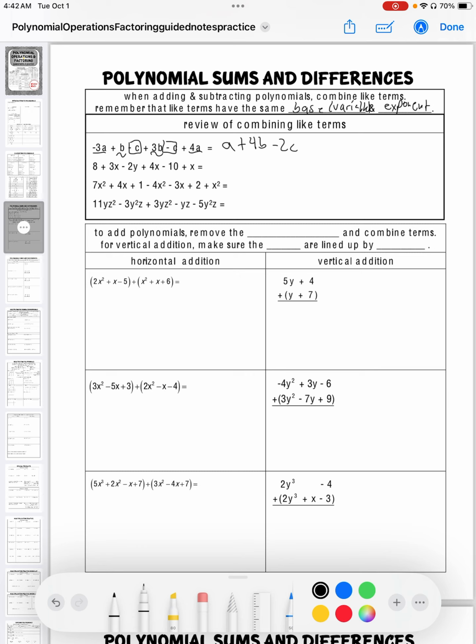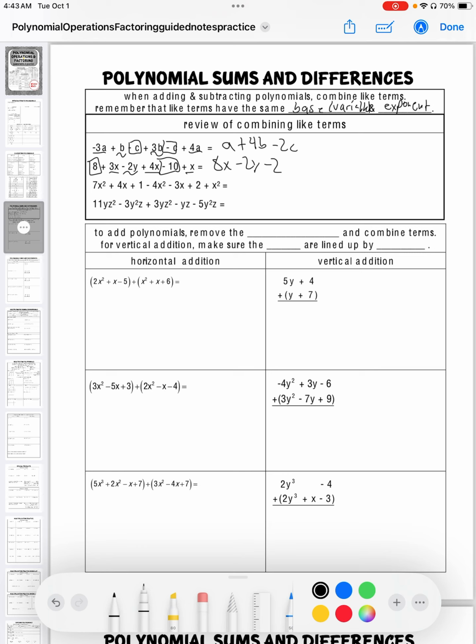For the next one, we have 3x that could be combined with 4x and the 1x. So 3 plus 4 plus 1 would be 8x. Then we have negative 2y, and that is our only y term, so we'd have just negative 2y. And then we have 8 and negative 10. When you combine those, that would give you negative 2. 8 minus 10 is negative 2.